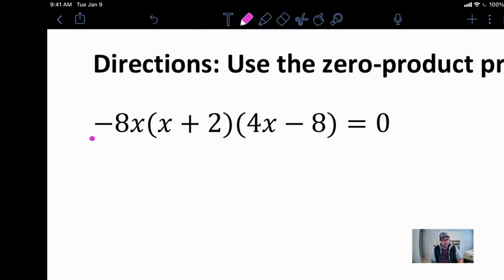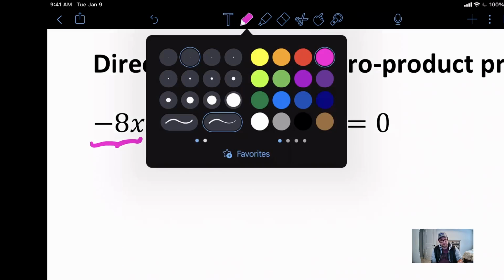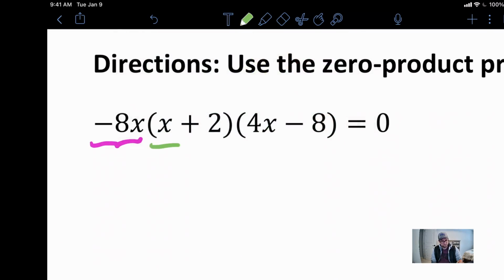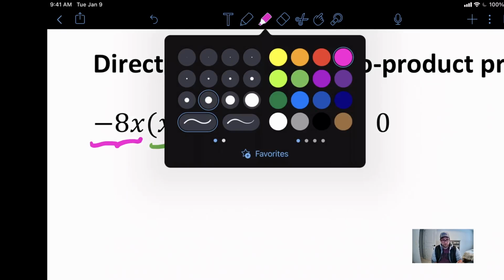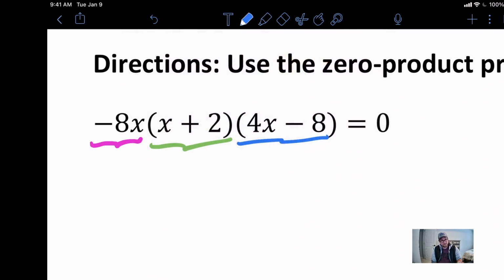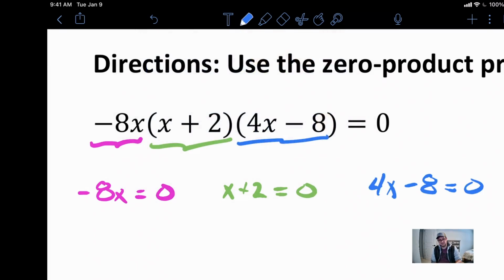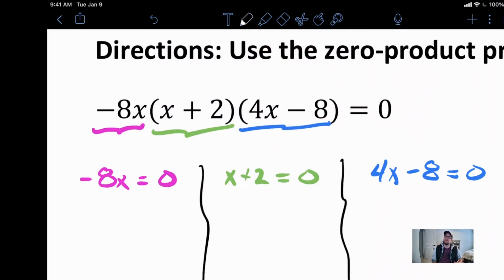Remember, in this one, I think I see that I have three parts. I have the pink part, I have the green part, and I also have this blue part over here. Now, when I look at those, since it's equal to 0, what we want to do is take each of those parts. So here's the pink part, negative 8x, and we want to say equals 0. And then we want to take the green part, x plus 2, and say equals 0. And then we want to take the blue part, 4x minus 8, and say equals 0. Now, what we got to do to finish this off is we just need to solve and figure out the x values for each of those.